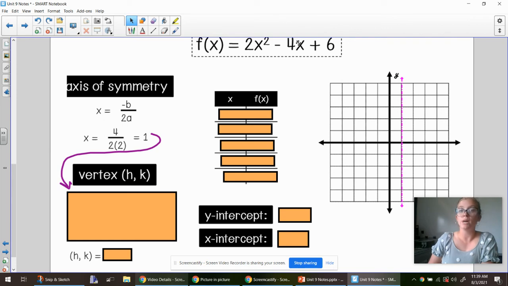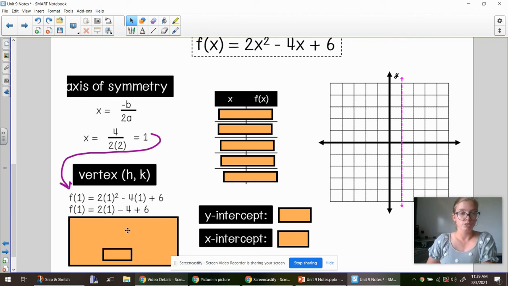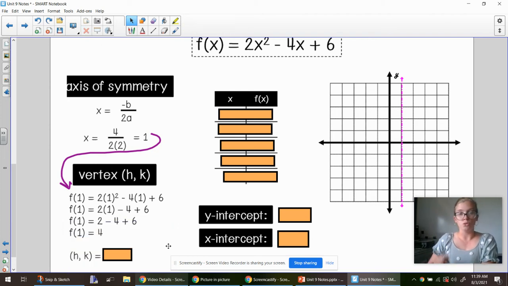So I'm substituting 1 into my function because I want to know what is the y value when x equals 1. So 2 times 1 squared minus 4 times 1 plus 6. 2 times 1 squared is 2 times 1. 4 times 1 is 4 plus 6 eventually evaluates to 4. So I know that my vertex is at 1, comma 4. I'm going to go ahead and graph that.